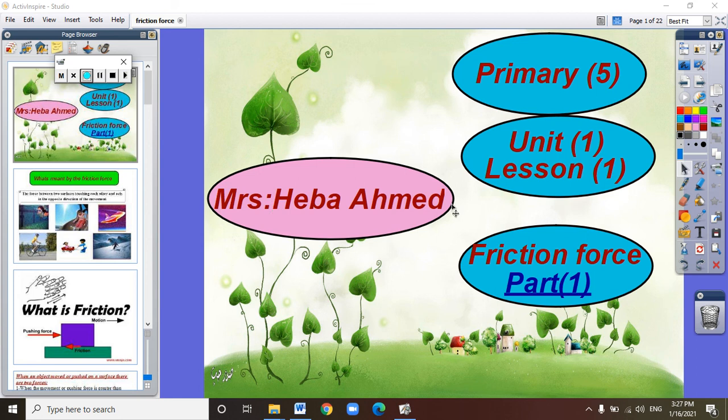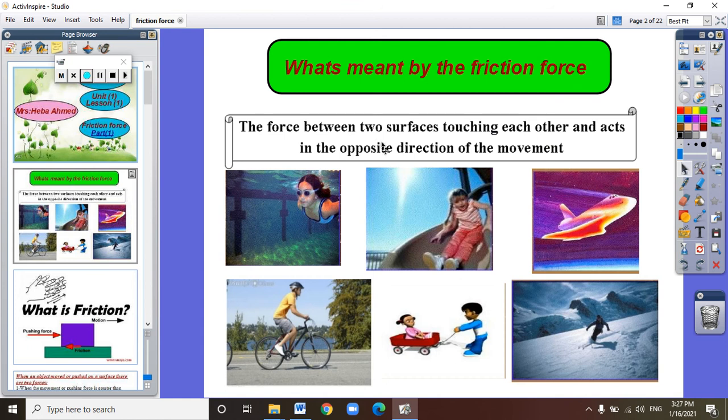Today we will start the second term with Unit 1 and Lesson 1, Friction Force, and we will take Part 1 from this lesson. At first, what is the meaning of the friction force?